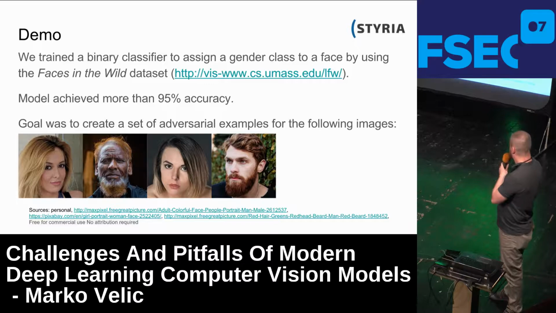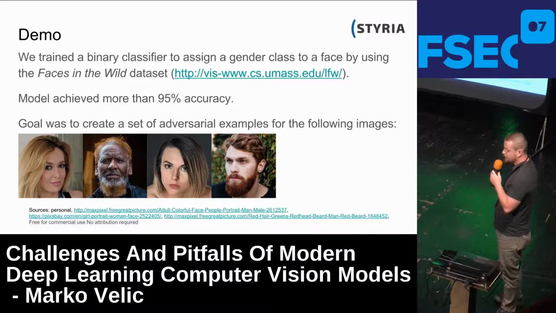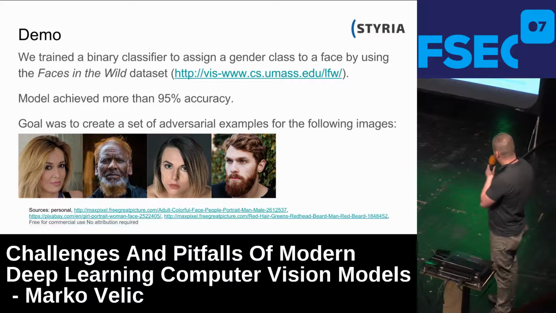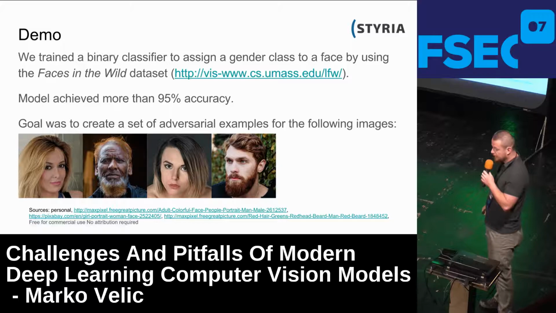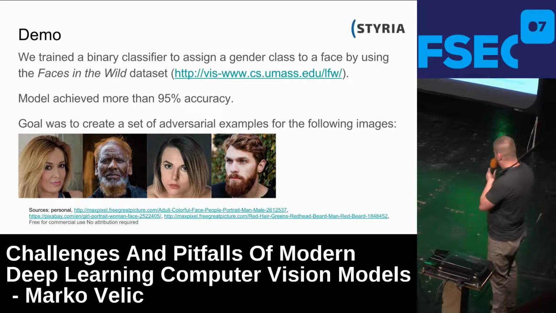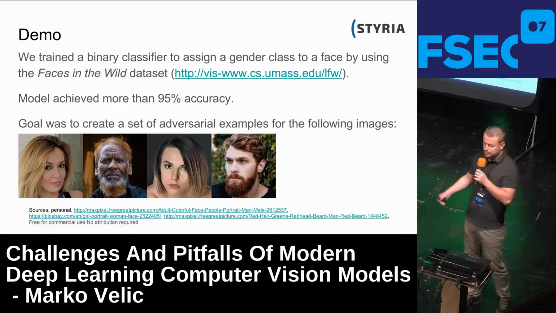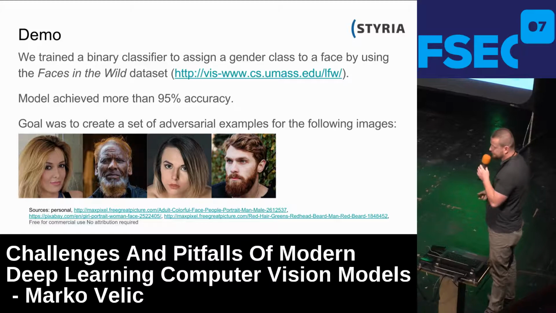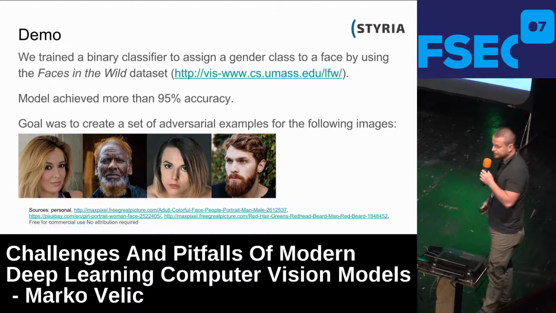So we've actually created a demo, not trained on traffic signs, but on human faces. The data set used was Faces in the Wild, which is a publicly available data set of human faces. And the model achieves more than 95% accuracy. Actually, on good images, this percentage would be much higher. You could train it to go up, but I believe that you can agree that 95% is a good accuracy.